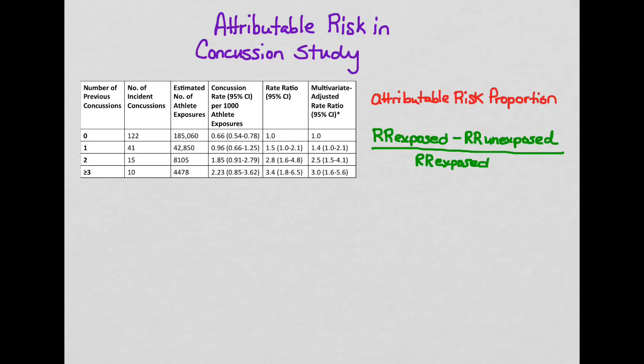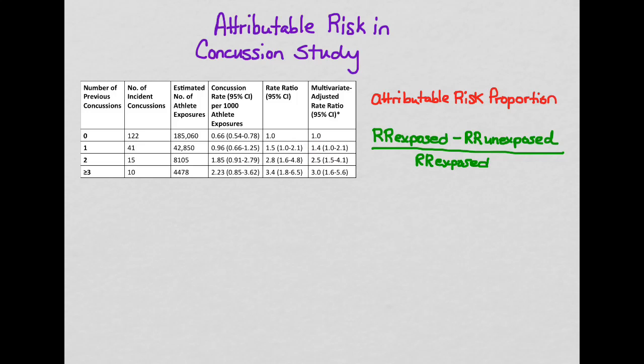So you can also calculate attributable risk using the relative risk. Before we were using incidence, you can use the relative risk and calculate attributable risk proportion by taking relative risk in the exposed minus relative risk in unexposed over relative risk in the exposed. So it's the same pattern as the incidence, but now you're just using relative risk. And furthermore, relative risk in the unexposed, as we know, is always 1. So it's really relative risk in exposed minus 1 over relative risk in the exposed.